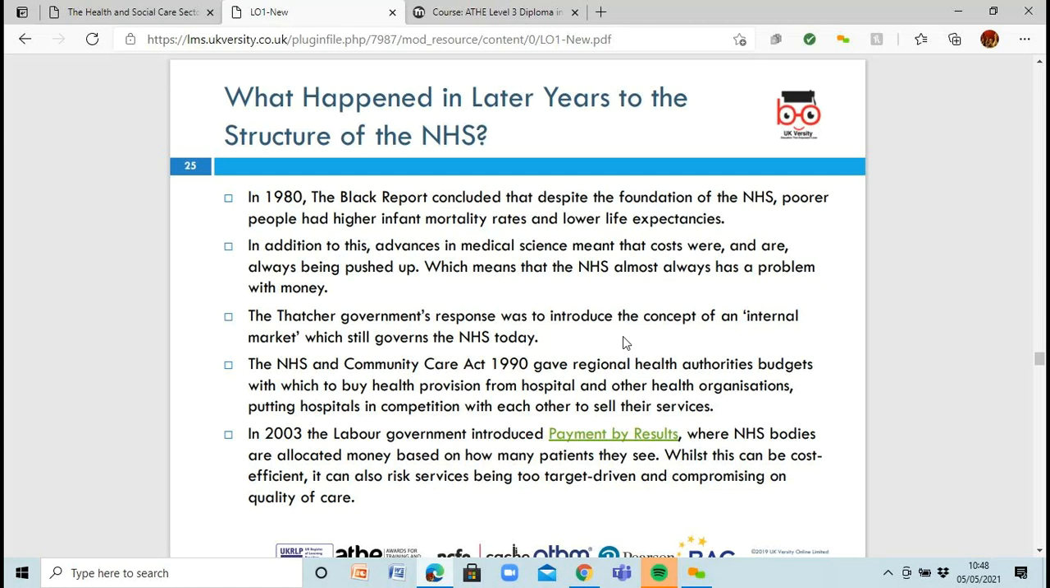In 2003, the Labour government also introduced payment by results. This is where NHS bodies were allocated money depending on how many patients they see, like I said earlier. It was more cost efficient, but it also meant that if you're trying to get a lot more patients in, you're going to want a high turnover. You're not going to want to keep them in. You're not going to have a patient taking up a bed for 3 days. So it might have adverse effects, where you're pushing patients out so another person can come in without them being fully healed or fully seen to. So it could compromise the quality of care.